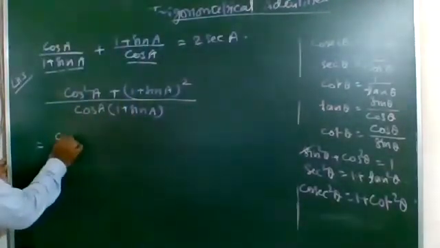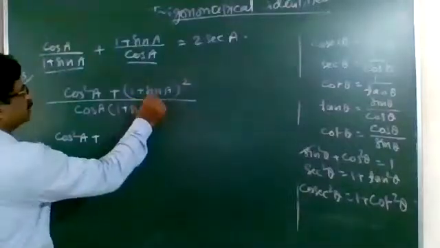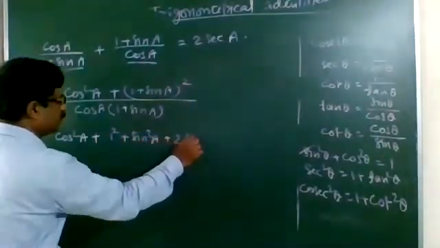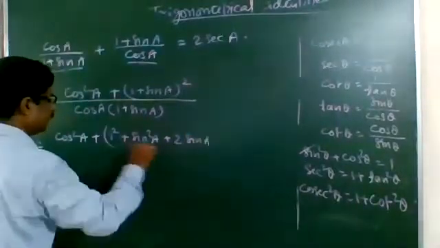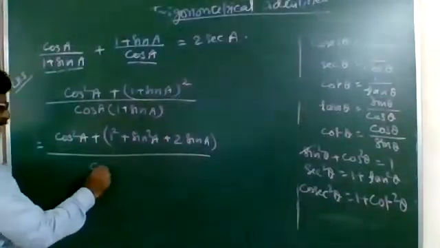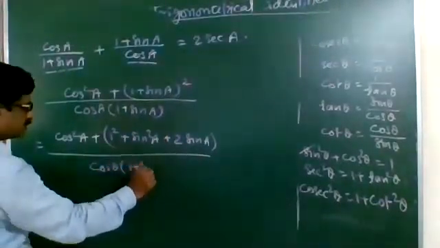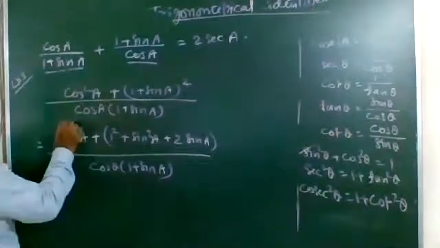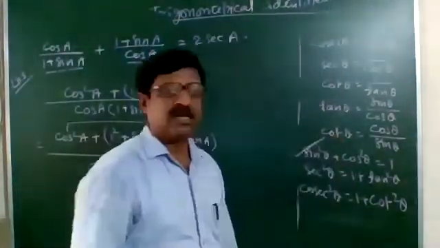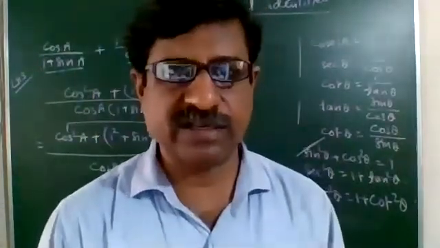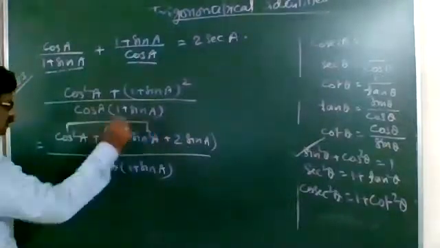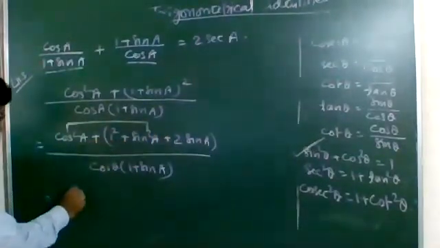Open it: cos square A plus, A plus B whole square is A square plus B square plus 2AB. This is the identity we have used, A plus B whole square equals A square plus B square plus 2AB. And copy the denominator as it is. Now, cos square A plus sin square A. We have learned one identity, the same identity we are using. Cos square A plus sin square A is 1. In place of that, we can write 1. Now, 1 plus 1 is 2.